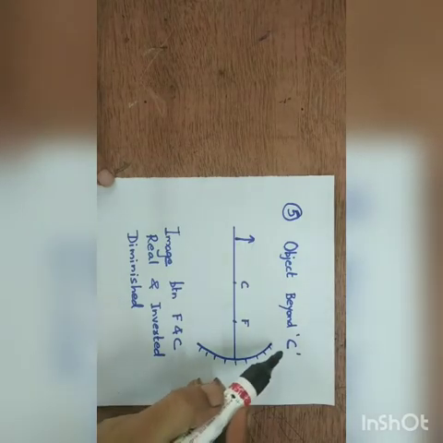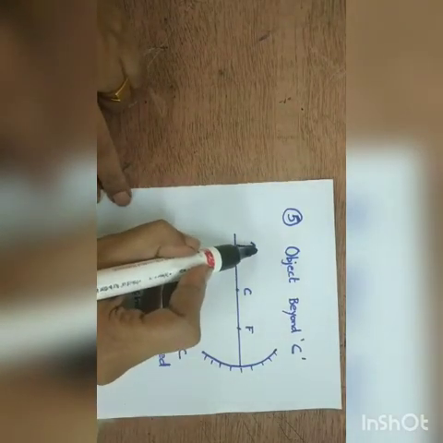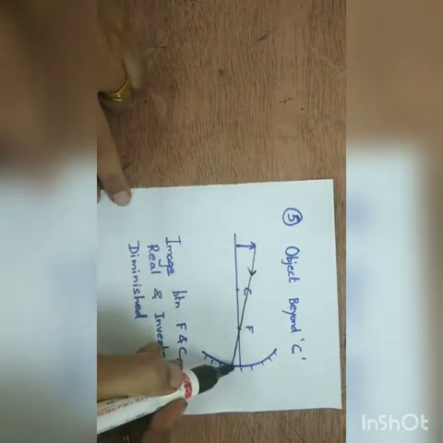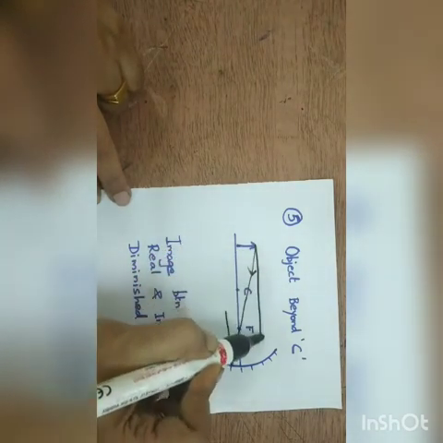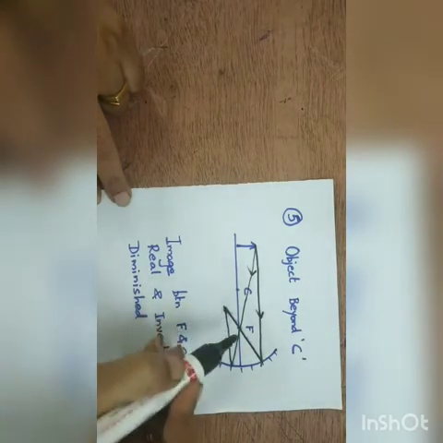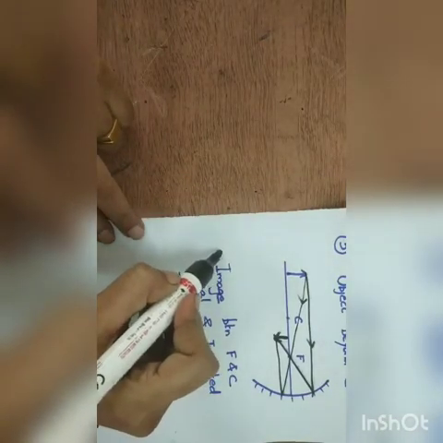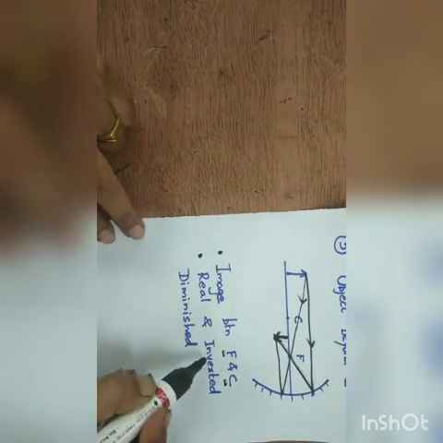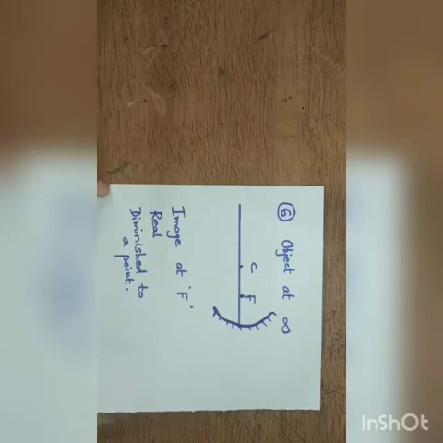Next case, when the object is kept beyond the center of curvature. Where is the image formed? A ray of light passing through the focus, after reflection, passes parallel to the principal axis. The next one, a ray of light passing parallel to the principal axis, after reflection, passes through the focus. So, the two rays meet over here and the image is formed here. So, where is the image formed? The image is formed between the focus and the center of curvature. It is a real and inverted image. And what about the size? It is diminished, smaller than the object.